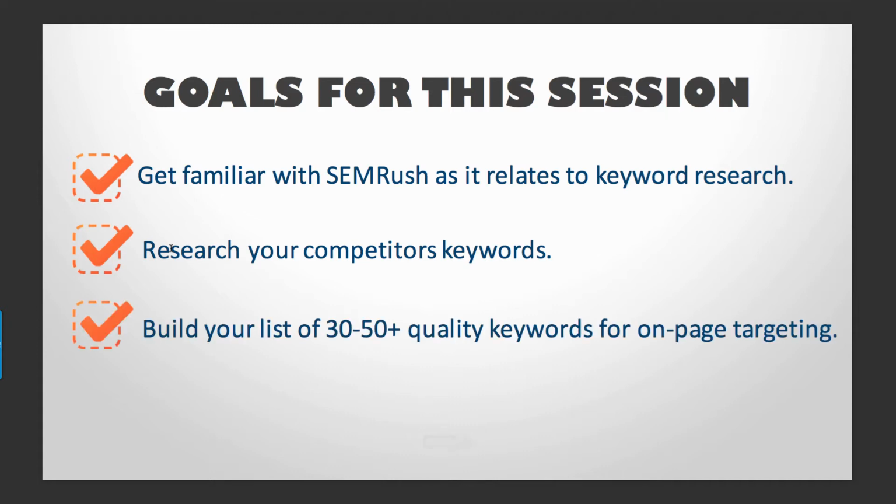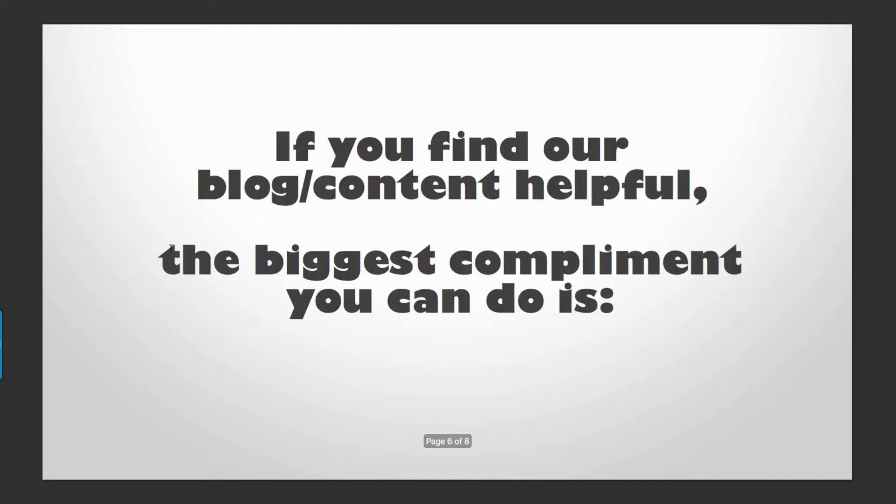And finally, the ultimate goal at the end of the session is we want you to be able to build 30 to 50 plus quality keywords for your on-page targeting. So basically, if you've done no optimization on your website, this is a good video for you, because we're going to show you how to get started with it. The first stage of that process is keyword research, and so that's what we're focusing on.